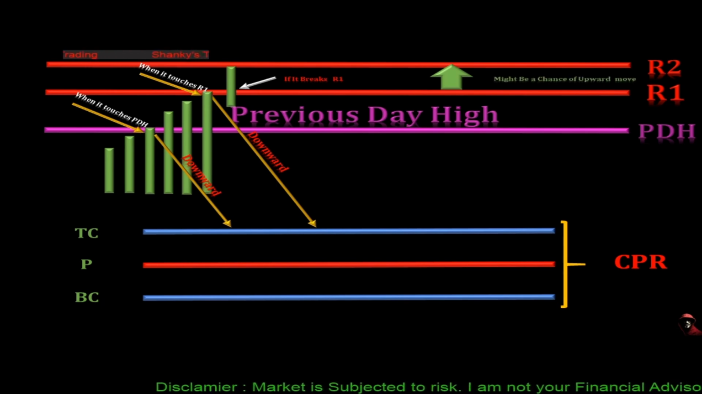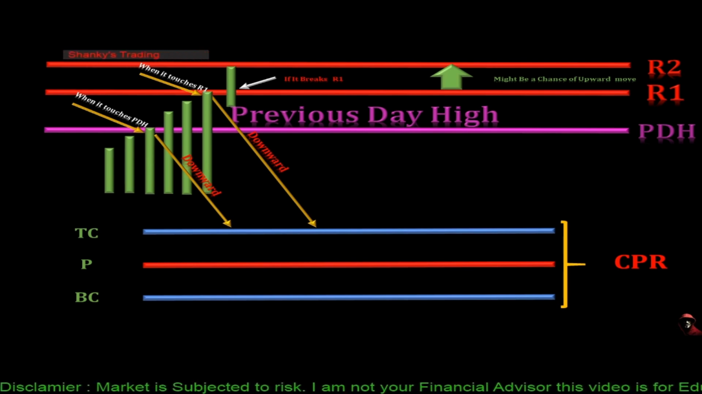Okay, an upward move might also happen if it breaks that R1. These are the basics you should understand. It's vice versa for S1. You can just see the next one. So these are the basics you should remember. Okay, so be aware of that, and don't ask, sir, if it breaks then what happens? If it breaks then it will happen.